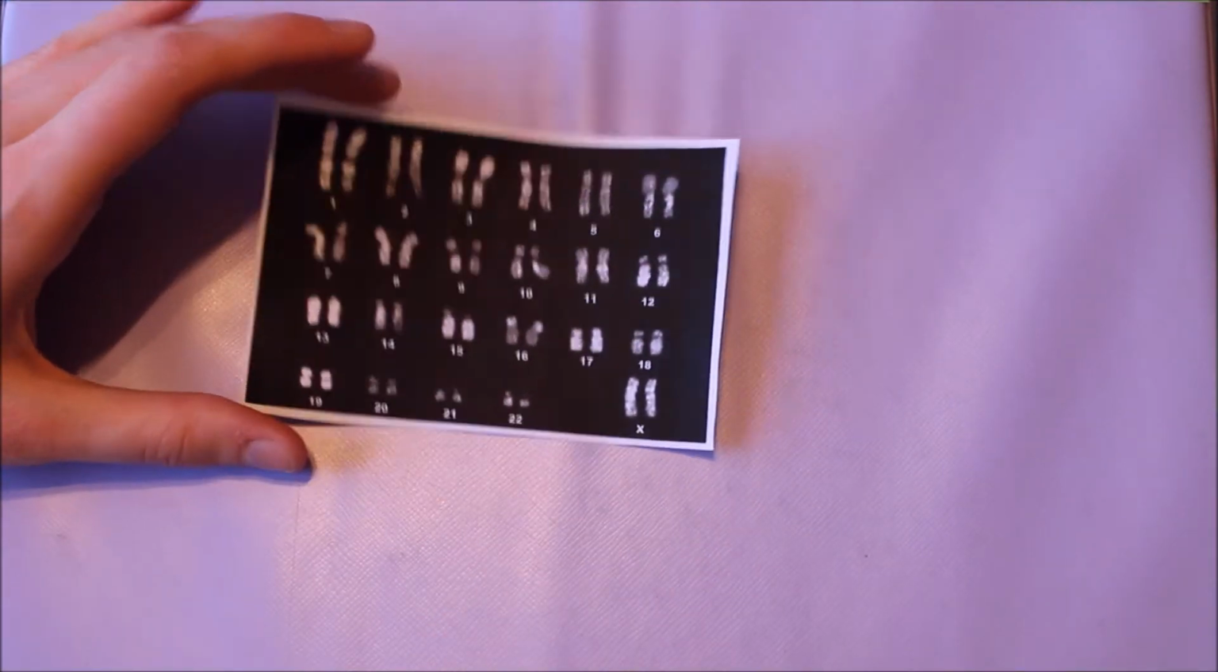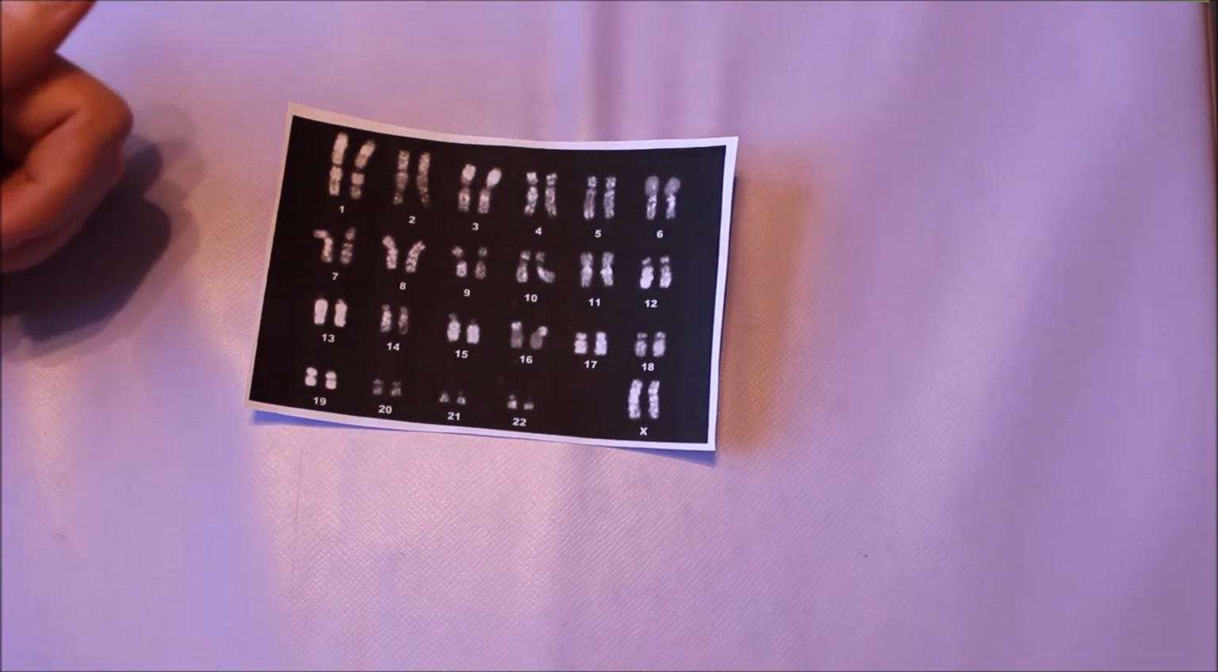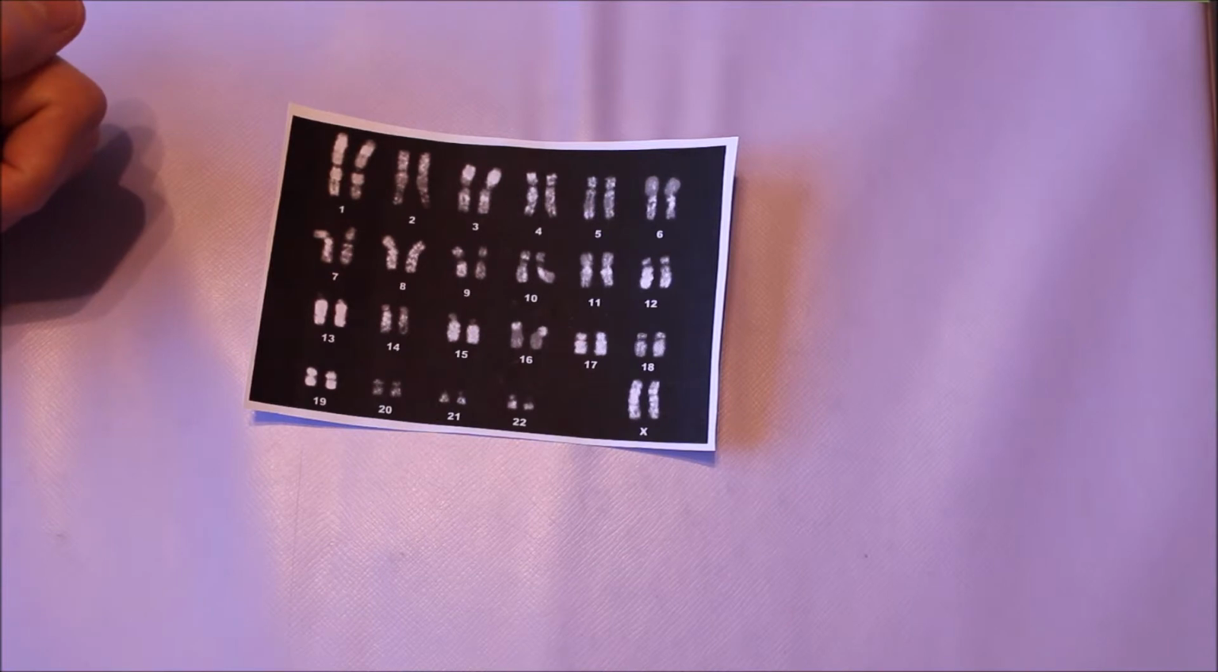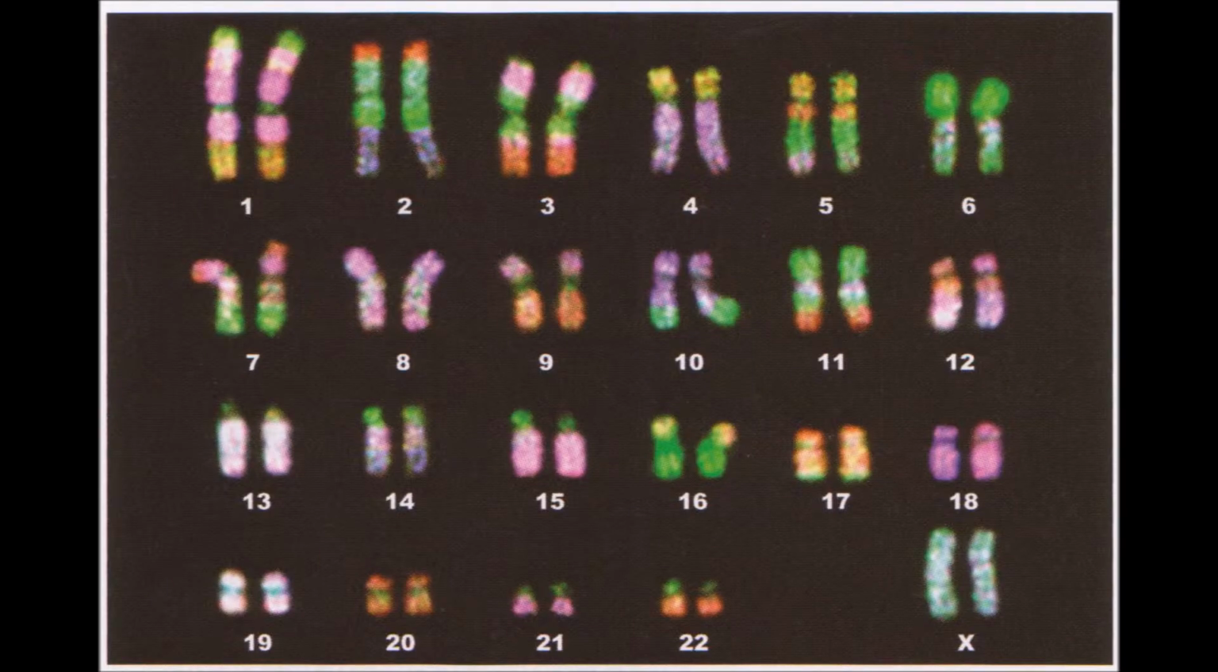Alright, so this particular karyotype is quite boring. It's just black and white, so you can't really see the different staining properties. So let's take a look in color, shall we? Yes, that is much better. You can see the different staining properties much clearer.